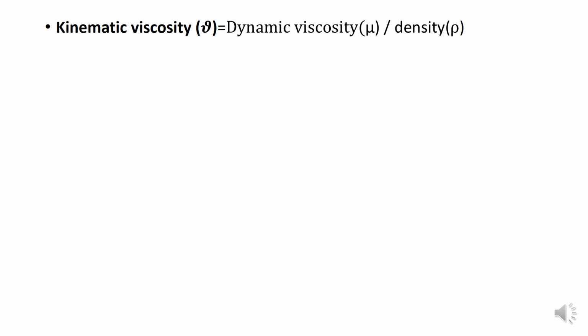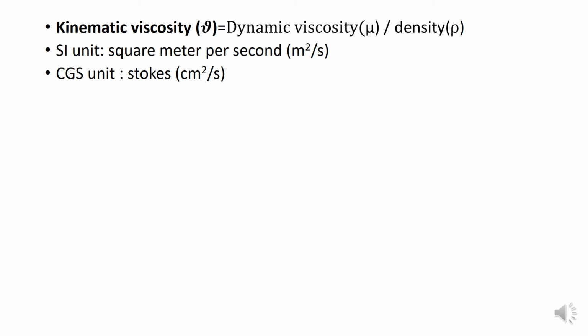Okay, next we will be understanding an important constant called kinematic viscosity, which is the ratio between dynamic viscosity and density of the fluid. Now the SI unit of this is meter square per second, and the CGS unit is centimeter square per second. Another name for that is stokes.